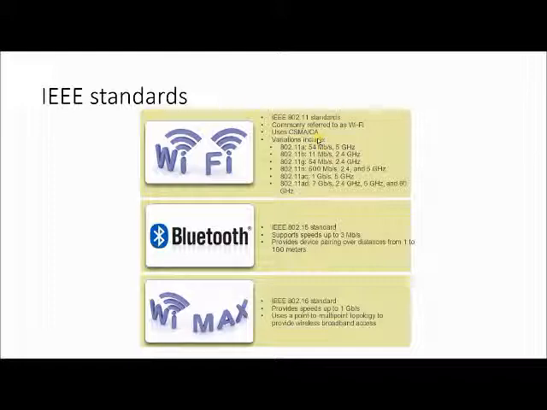The .15 supports speeds up to 3 megabits per second and provides device pairing over distances from 1 up to 100 meters. And the .16 standard provides speeds up to 1 gigabit per second. It uses a point-to-multipoint topology to provide wireless broadband access.